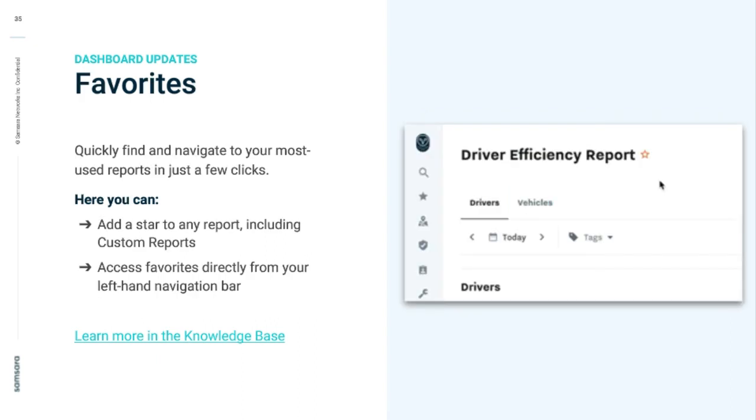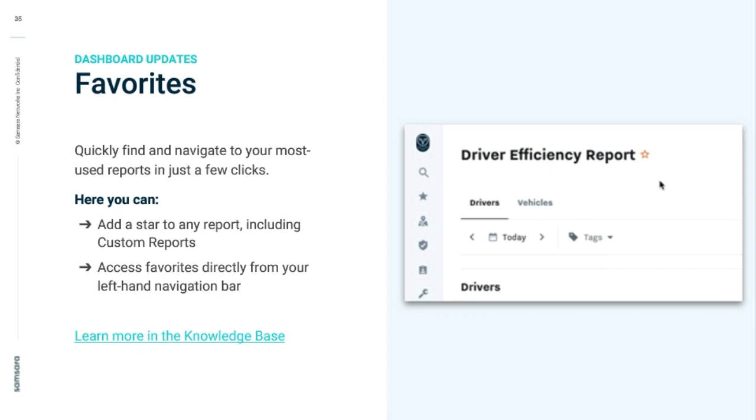And once you have created those reports, I think it would probably help you to be able to access those reports really quickly. So we're really excited to introduce a feature called Favorites. What this allows you to do is just find and navigate to your most recent reports in just a few clicks. So next to all of your Samsara reports, including your custom reports, you're going to be able to see a star next to the name of that report.